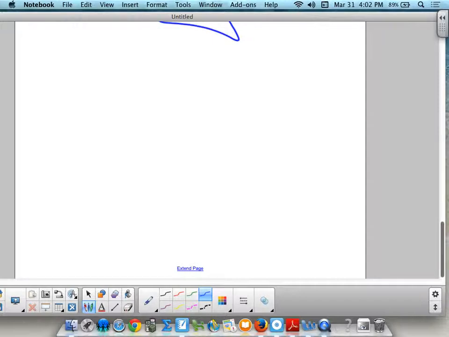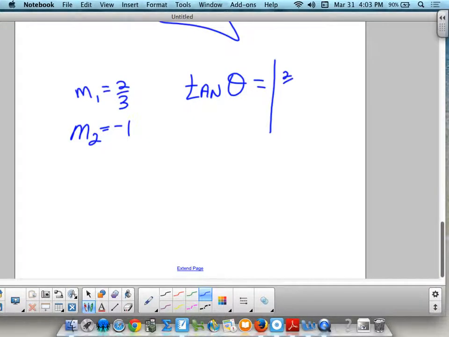7 says, find the angle formed between the two given lines. All right, line 1 has a slope of 2/3. Line 2 had a slope of negative 1. So when I plug it into the formula, tangent of the angle between the two lines is, I did this. I did 2/3 minus negative 1, and I did 1 plus 2/3 times negative 1.